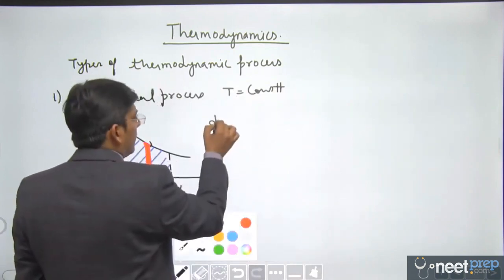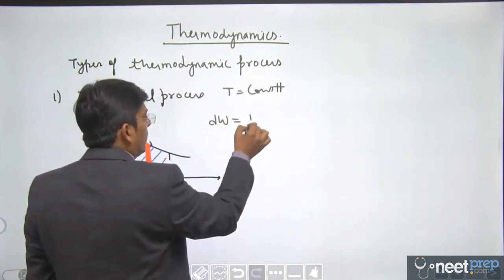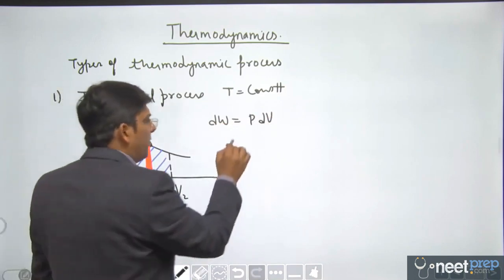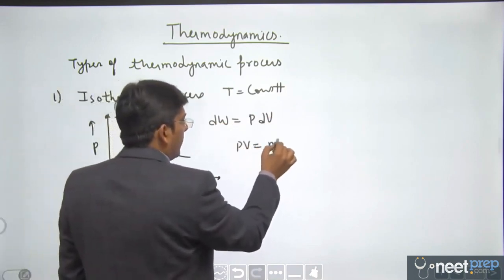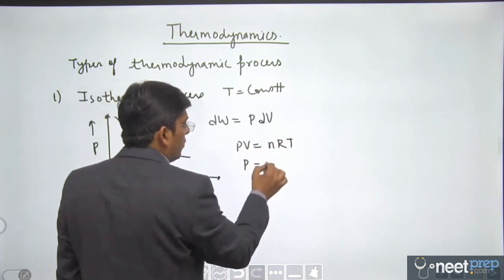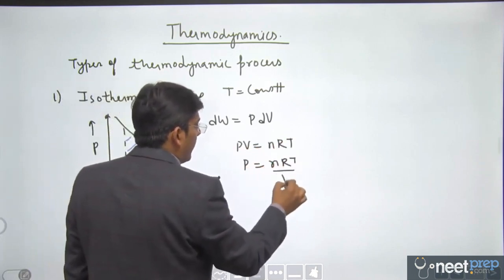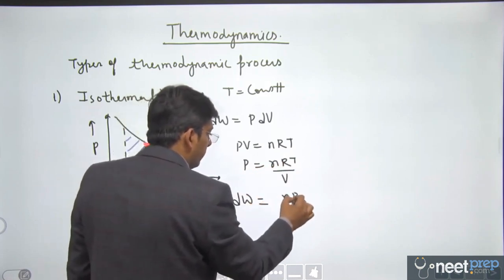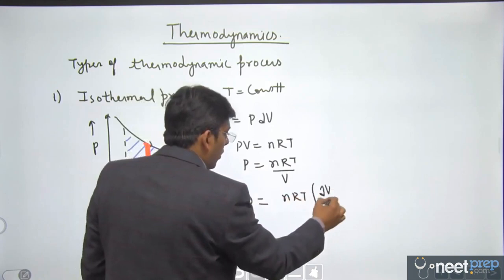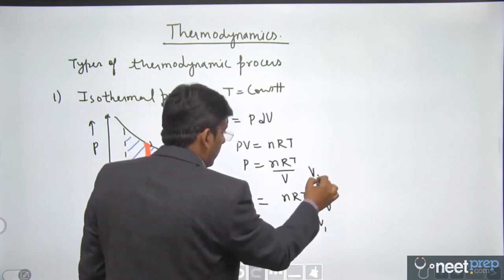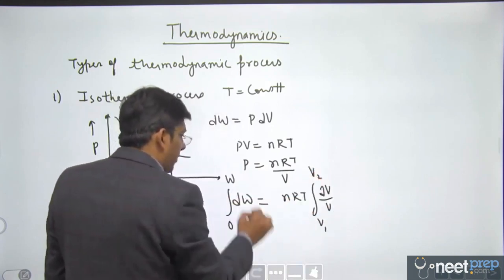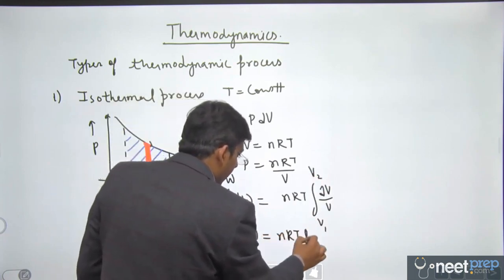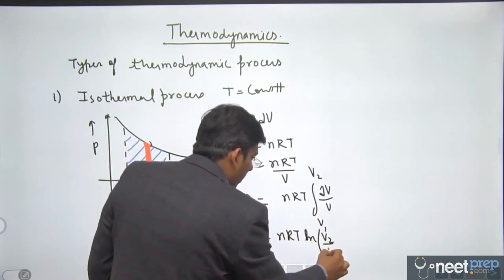Now work done for a small process is PdV, right? Now if you put the value of PV equal to nRT, I'm not writing all these steps, P is equal to nRT by V, and then you integrate from initial volume V1 to final volume V2, right? So we are going to get the work done as nRT ln V2 by V1.